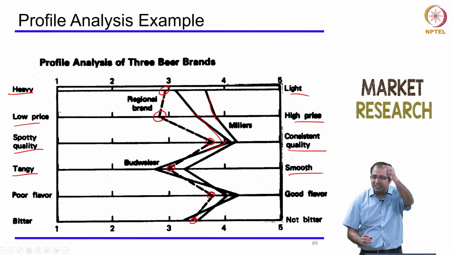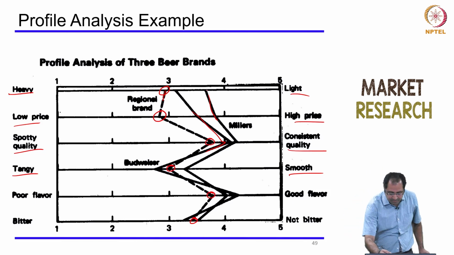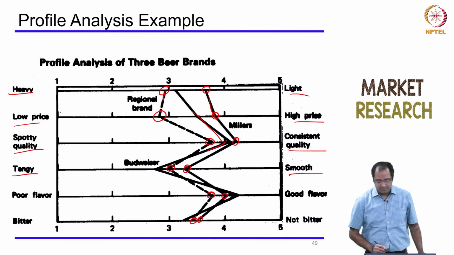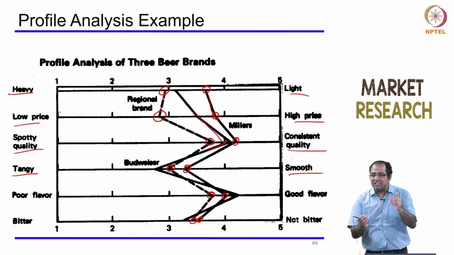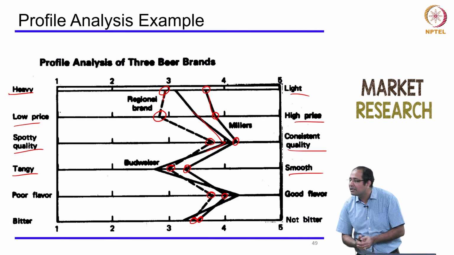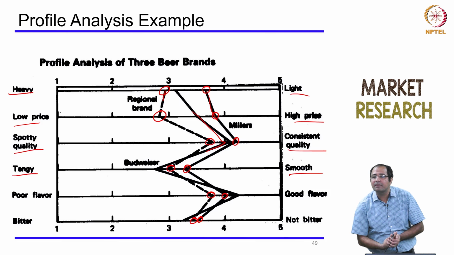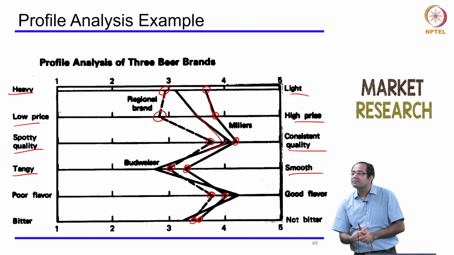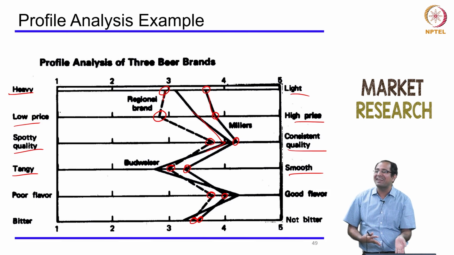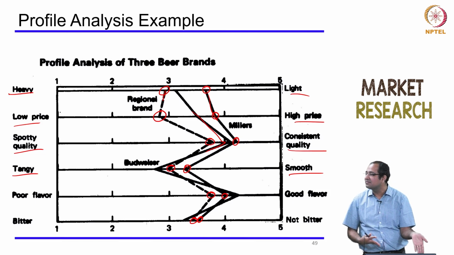This for regional brand, and you join the lines. Then for Miller's, so once you do this profile analysis, you will know how people think about your brand as compared to competitor brand. Sometimes what you are trying to say as your USP in the profile analysis, you see that you are lagging in that.